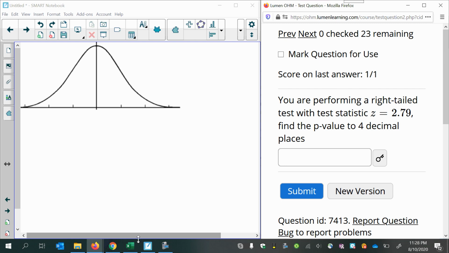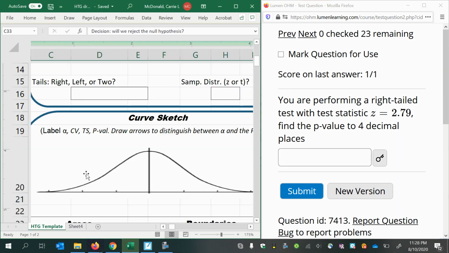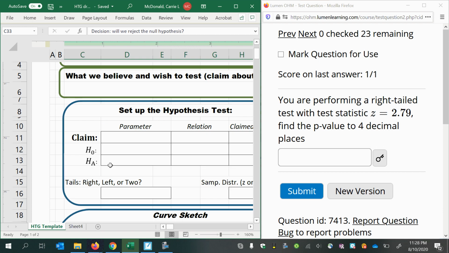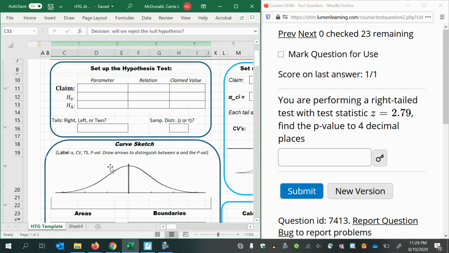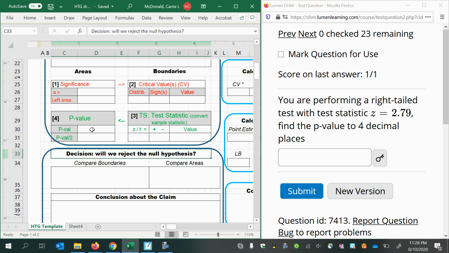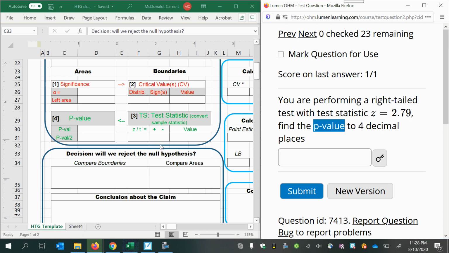In this video, we are going to focus on one step in the 8-step hypothesis testing guide process. And that one step is finding a p-value. As you can see in the problem, we're given some information and we're ultimately asked to report the p-value.